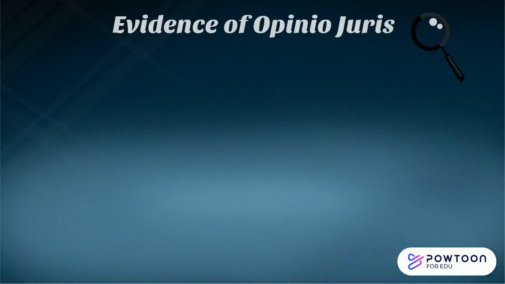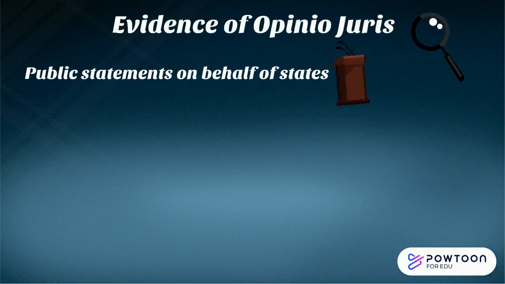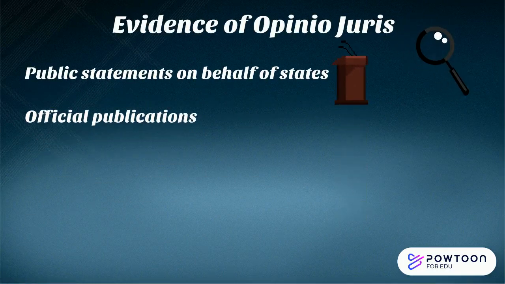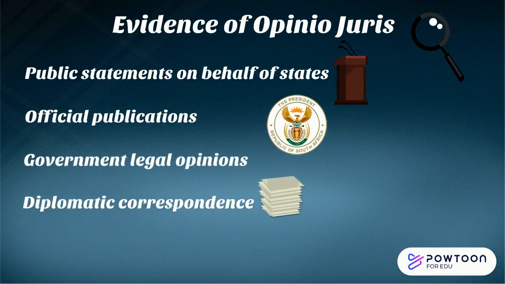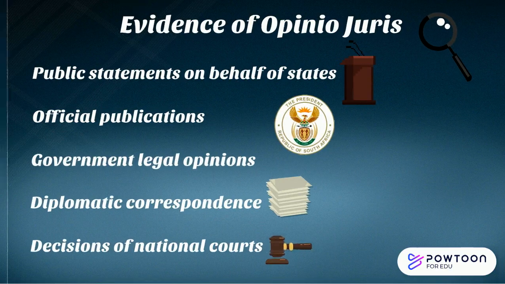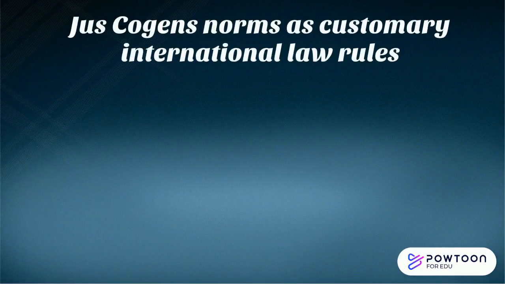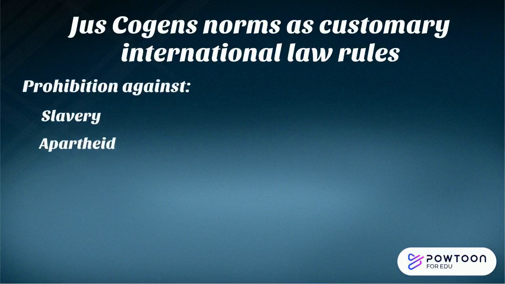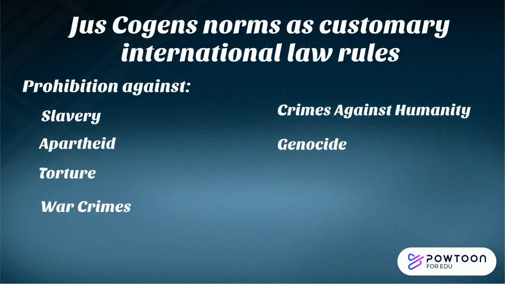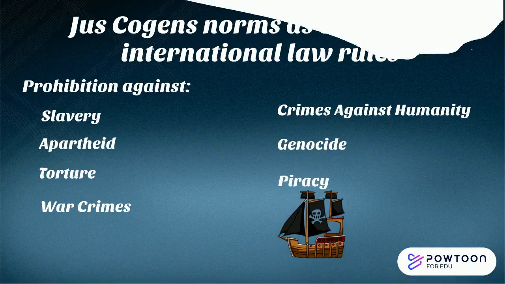In order to find evidence that a state believes a certain rule has gained customary status, we can look to public statements on behalf of states, official publications, government legal opinions, diplomatic correspondence, and the decisions of national courts. Jus cogens norms provide some examples of customary international law. Such norms include the prohibition against slavery, apartheid, torture, war crimes, crimes against humanity, genocide, and piracy.